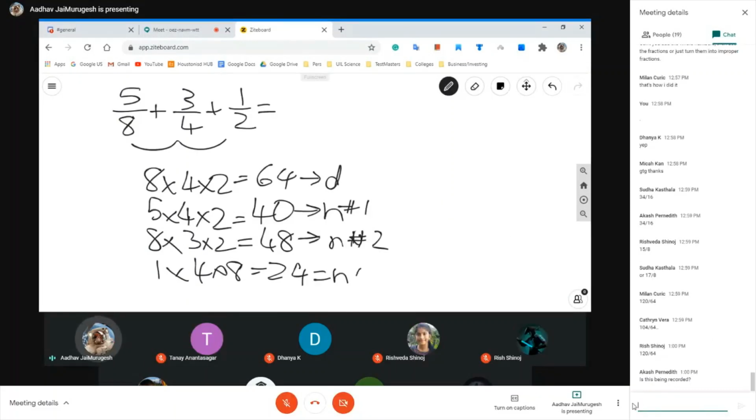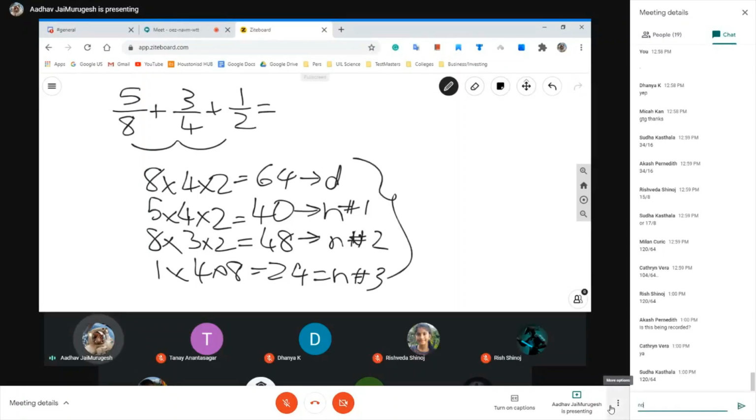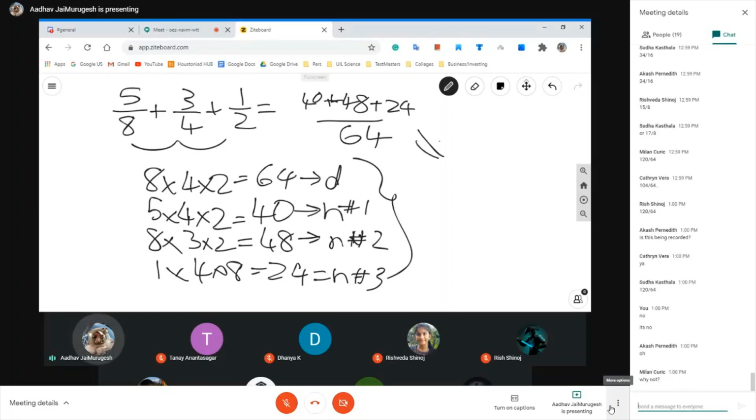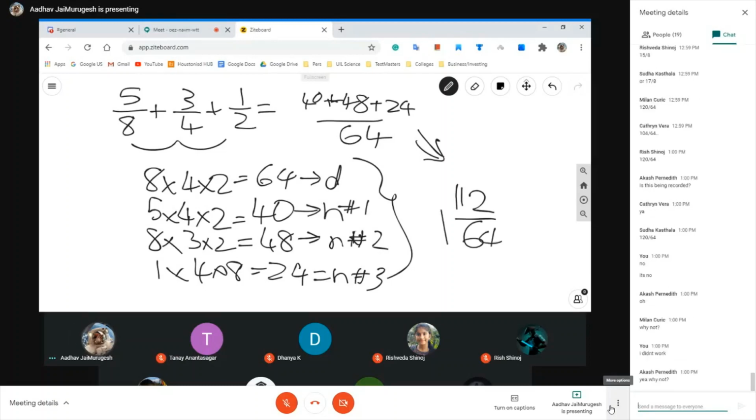It's going to be numerator number 3. What we're going to do is take all of this and put it into actual numerical fractions. It's going to give us 64, and it's going to be 40 plus 48 plus 24, which is going to give us an answer of 112 over 60. That is it.